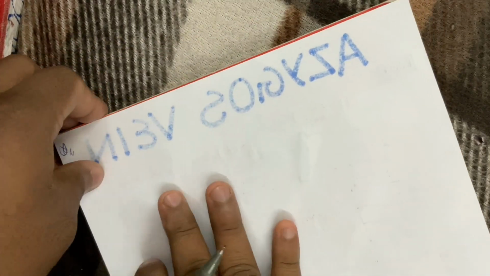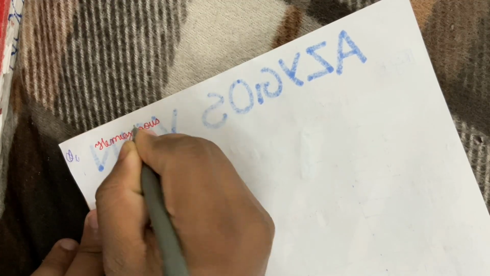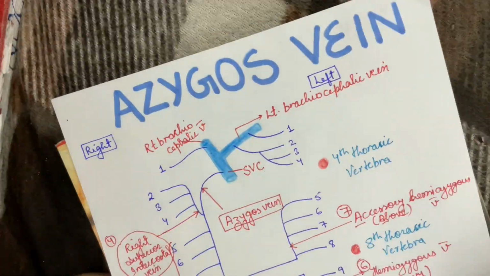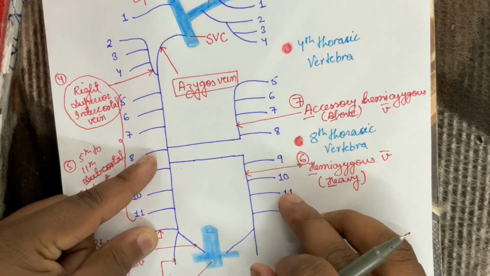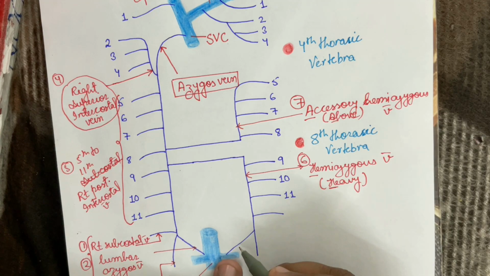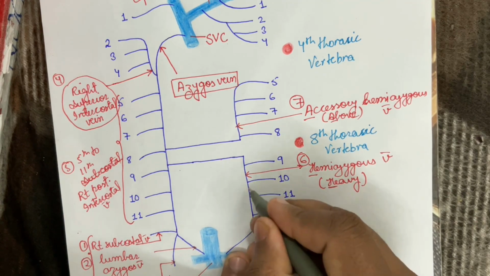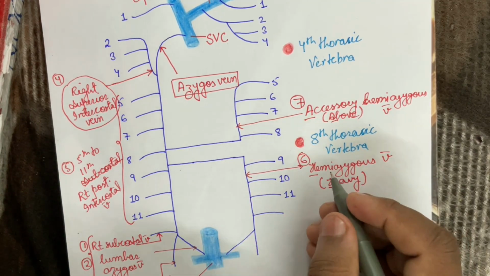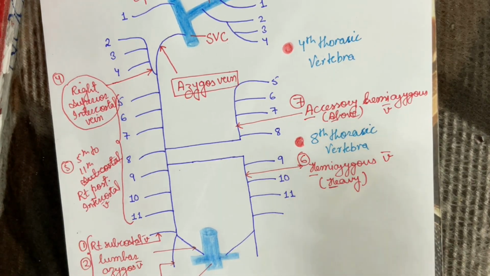Now we discuss hemiazygos vein. Hemiazygos vein is called the inferior hemiazygos vein. It is the mirror image of the lower part of the azygos vein. It is formed by the union of left lumbar azygos vein, left ascending lumbar, and left subcostal vein. It ascends up, and its tributaries are the 9th to 11th posterior intercostal veins and esophageal vein.